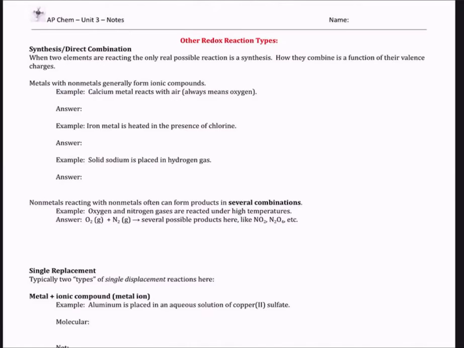So we're going to talk about some other reactions. A lot of these are going to seem familiar. These are also redox reactions because there is oxidation and reduction taking place, but they're not as complicated as the ion-electron method. So let's go through them.